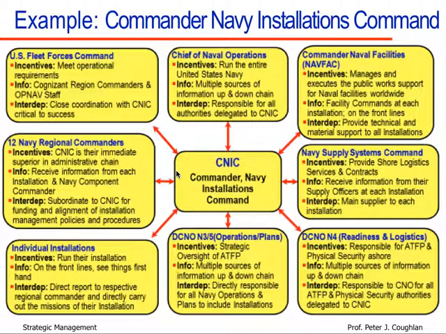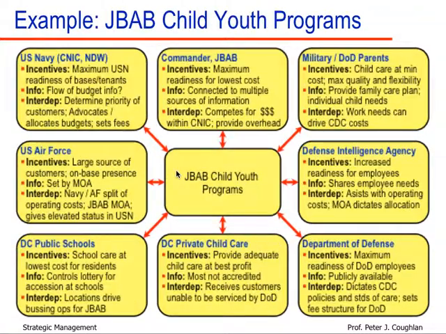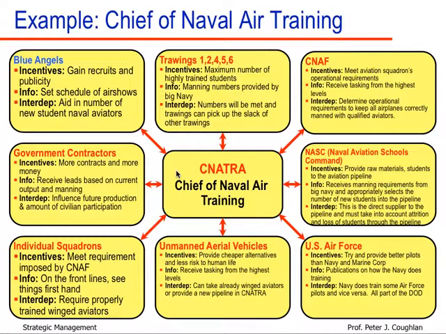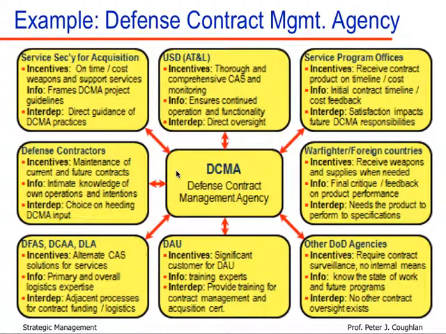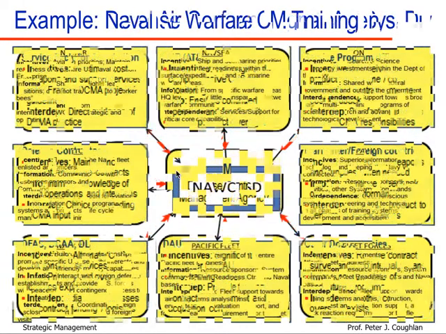Again, CNIC, Commander, Navy Installations Command. Here's Joint Base Anacostia-Bolling Child and Youth Programs. And so you'll see, again, there are a lot of different examples here to give you an idea of what you might have if your organization is like one of these, and give you some idea of things to look at. I've tried to weed out the bad ones, but these are of varying quality, I would say. But it certainly can at least give you some ideas.